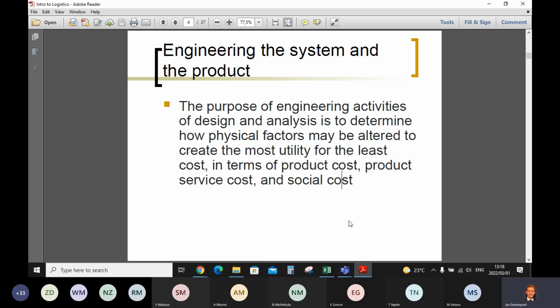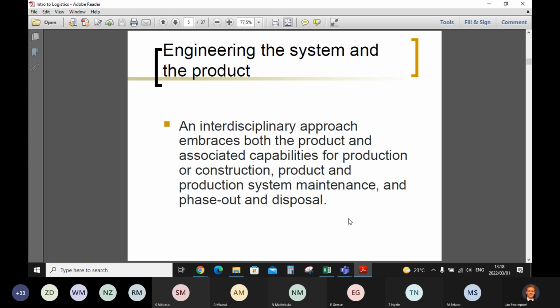Okay, so an interdisciplinary approach embraces both the product and the associated capabilities for production and construction, product and production system maintenance, and phase out and disposal. So that's also one of the considerations in our life cycle. And we talk about that. We said from need to disposal, right?